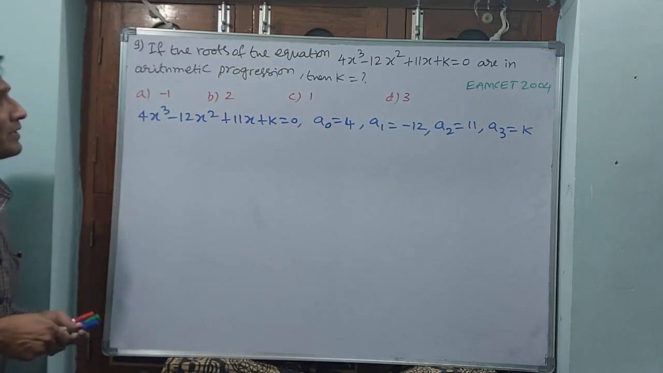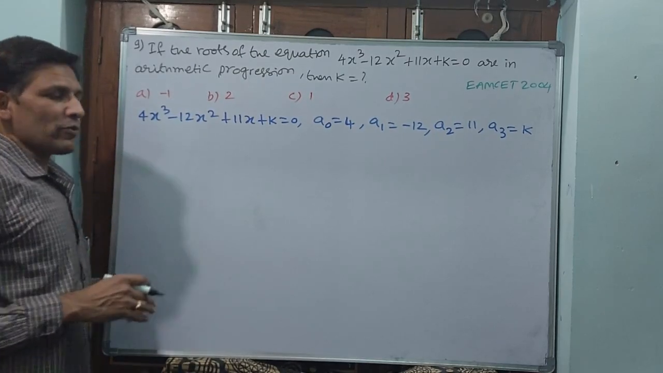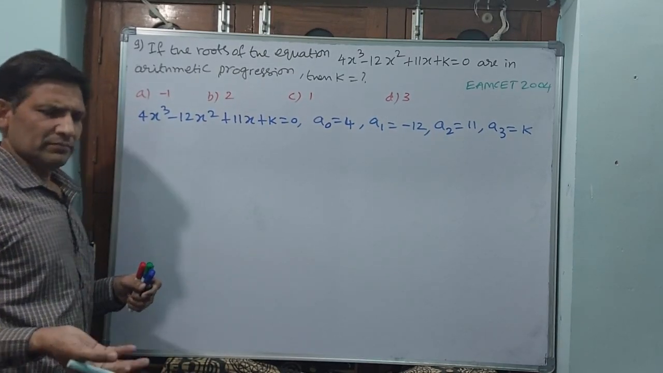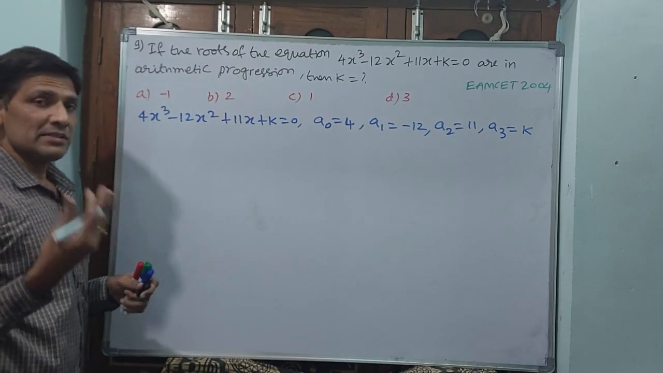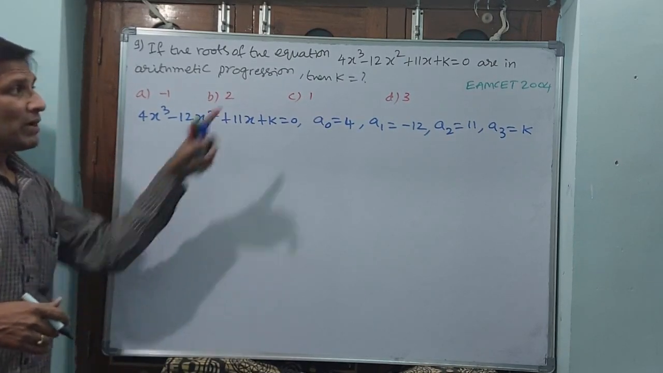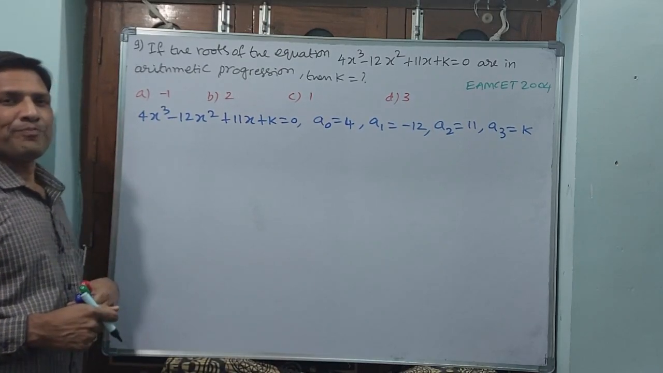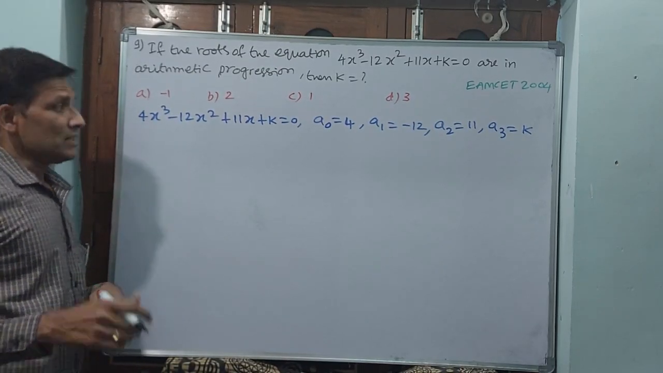Okay, see, whenever 3 roots are there, geometric progression means A by R, like that we will take. But whenever A by R into AR, in the last question. But whenever 3 roots are there, but in arithmetic progression, what you are going to do? Okay, see what I am writing.